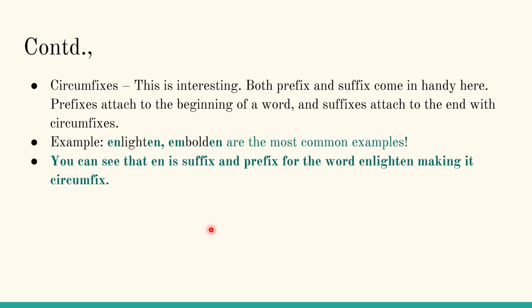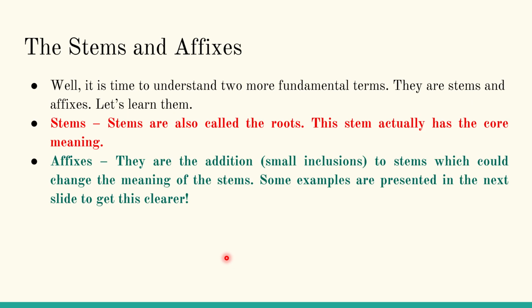Now we'll go to circumfixes. What is it? I need to use both prefix and suffix together here. I mean, I will add something to the beginning, something to the end, and I call it circumfix. What is an example? Light is there, before that I will add en, and after that I will add en. So that is called enlighten. Bold is there, I'll add em before it and en after it, and I call it embolden. So these are the simplest examples that you can understand how circumfix works. So what are the things we have seen? We have seen 4 types of affixes.